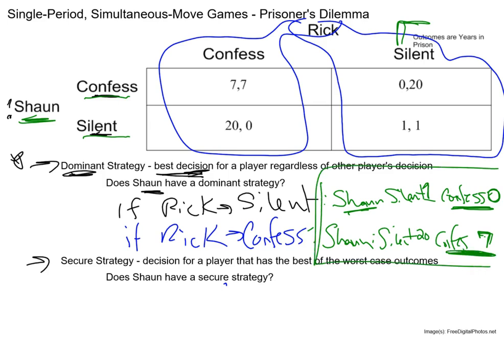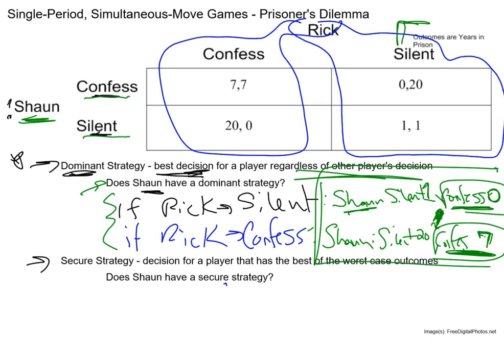Step back. Notice, what do we have for Sean? The question was, does Sean have a dominant strategy? In order to answer that question, we've got to think about what Rick might do to conclude Sean's decision, whether or not it's regardless of Rick's decision. If Rick remains silent, Sean's going to want to confess. If Rick confesses, Sean's going to want to confess. It sounds like, what is Sean's best decision? His best decision is to confess, and that does not matter. It does not depend on what Rick's decision is.